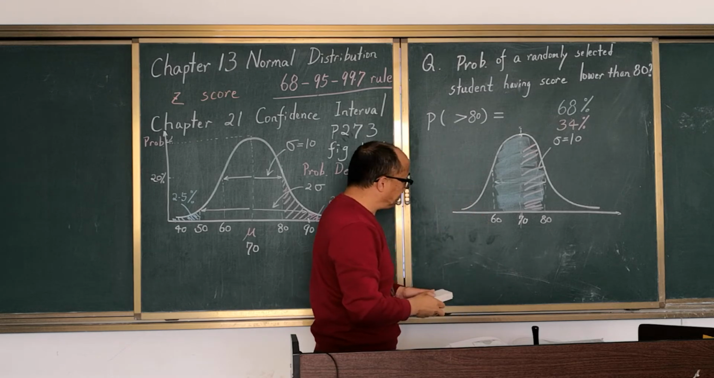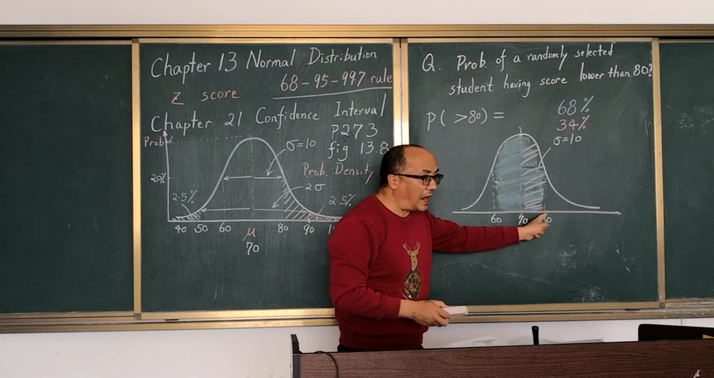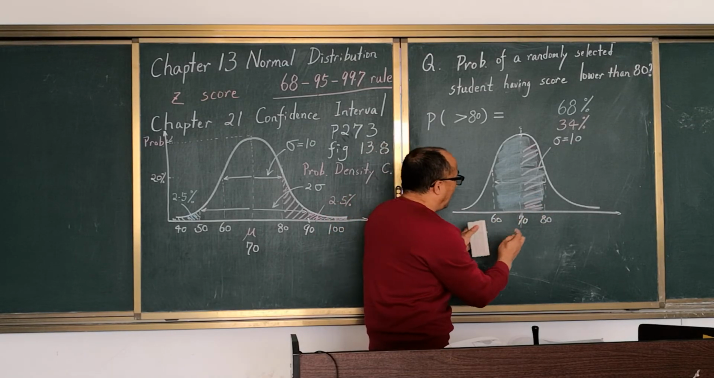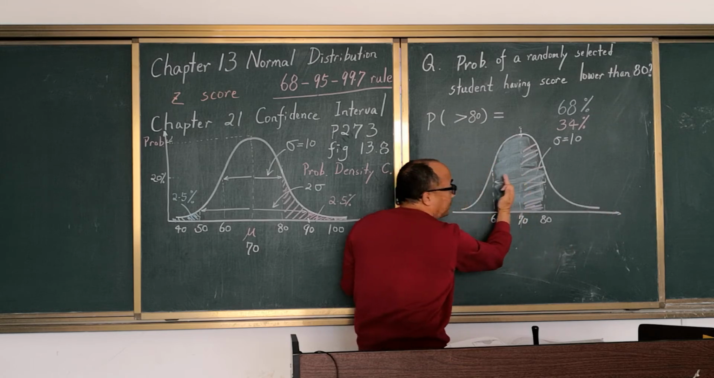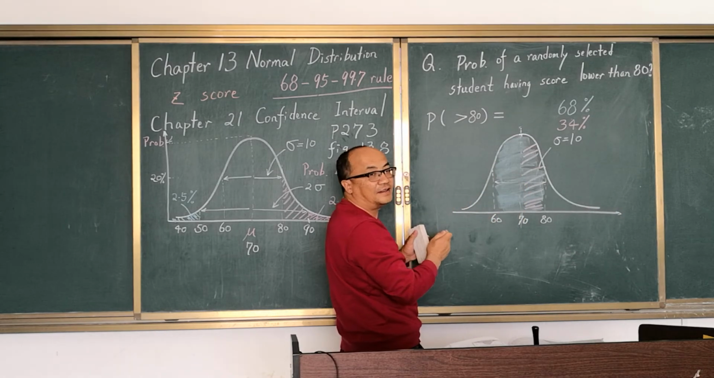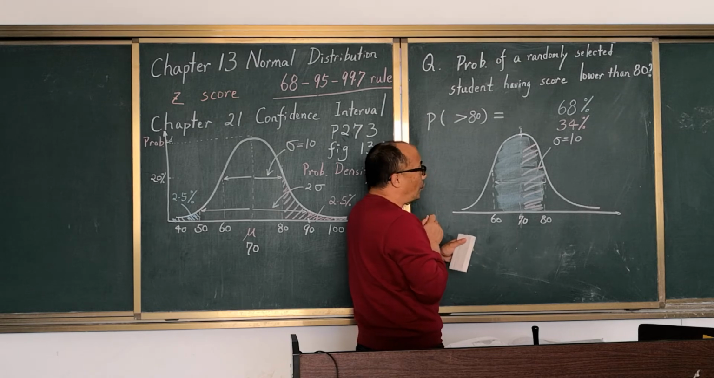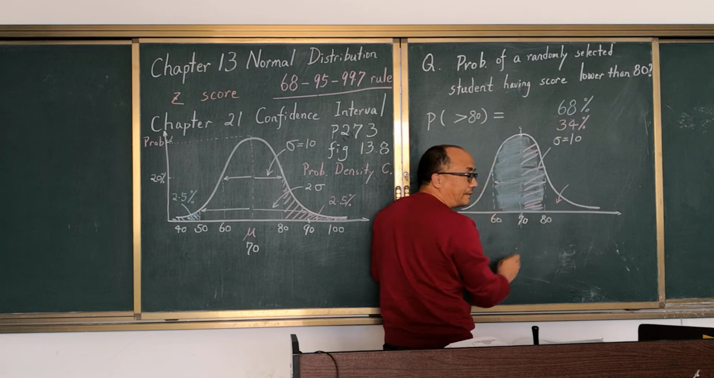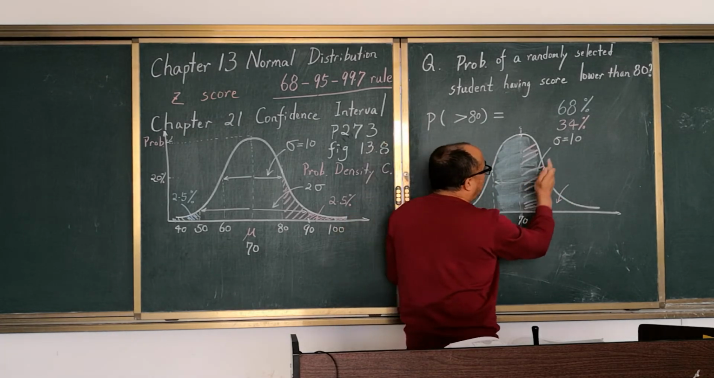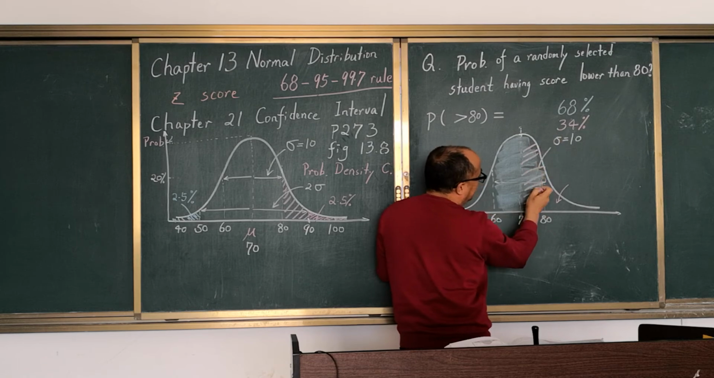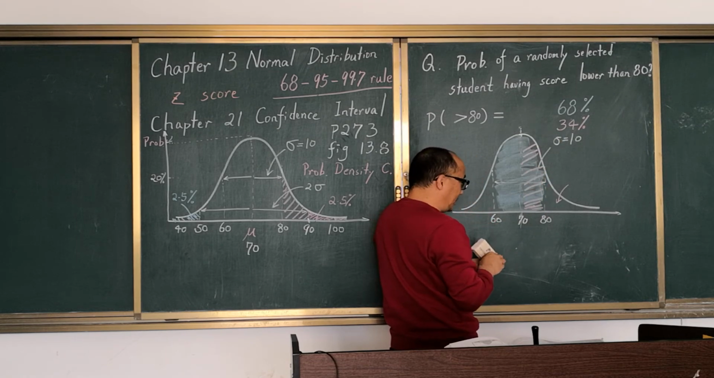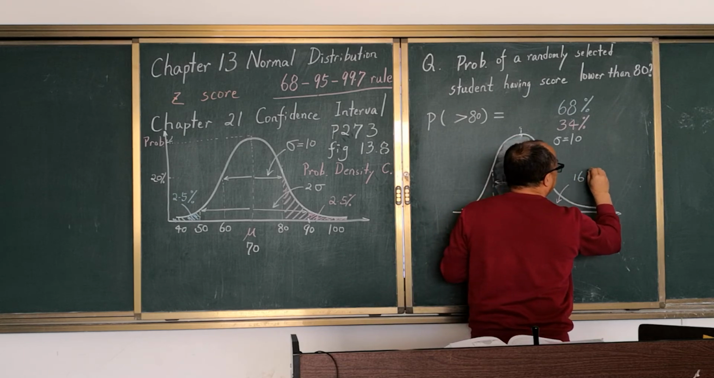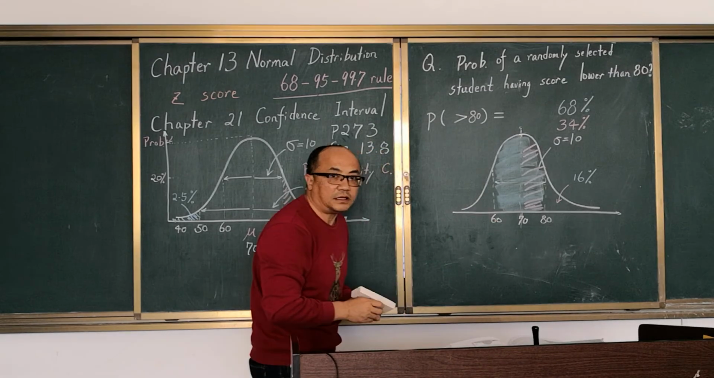I'm asking the probability of higher than 80. So from here to here is a 50%. From here to here is a 50%. Okay. You can have different ways to get the answer. What's the area here? So it's a 50% minus this is 34%, which is, my color doesn't match, but 16%. You got it?